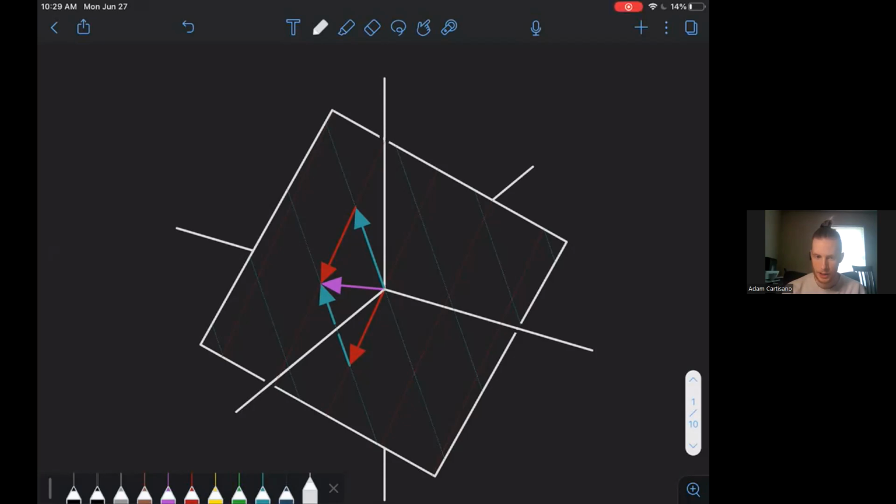And what we want to notice is if I took the blue vector and the red vector anchored at the origin and added them together, I get this nice purple vector. And the observation is that the purple vector also lives inside the plane. In other words, if I take two vectors that both live inside of this plane and add them together, I get something that still lives inside the plane.